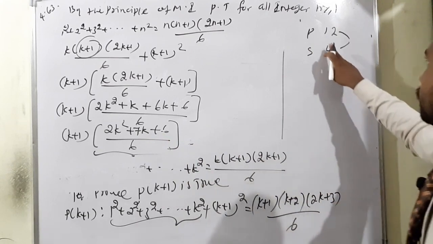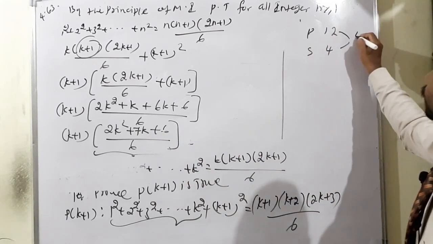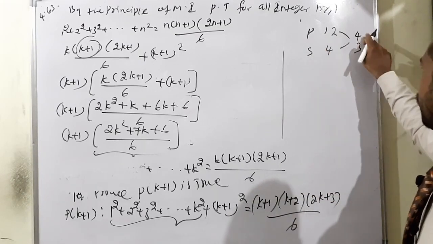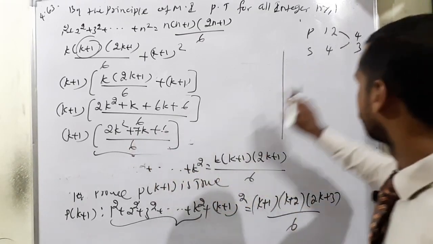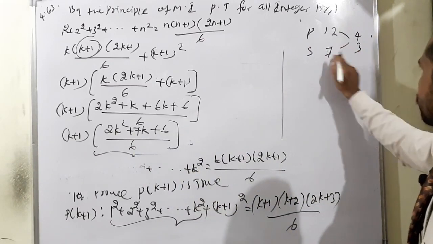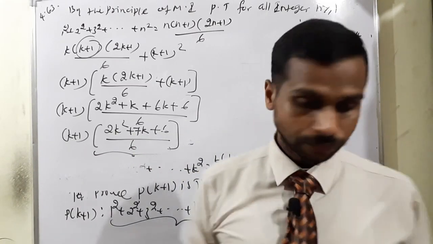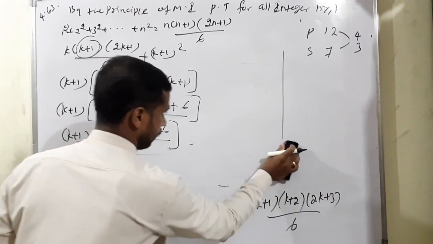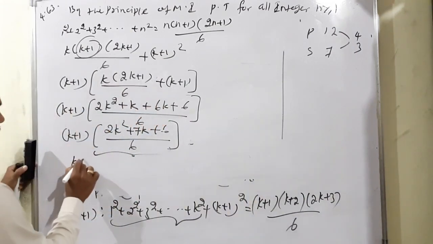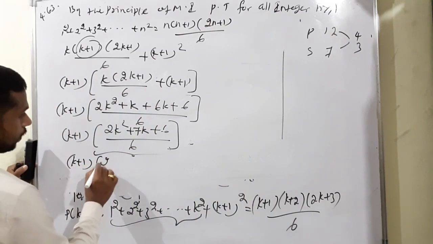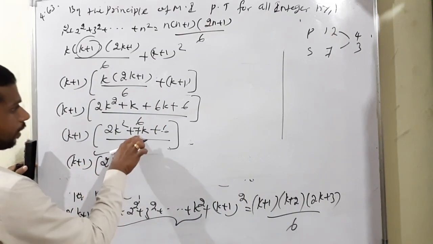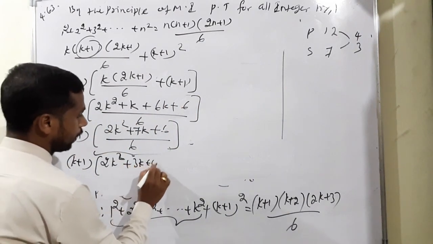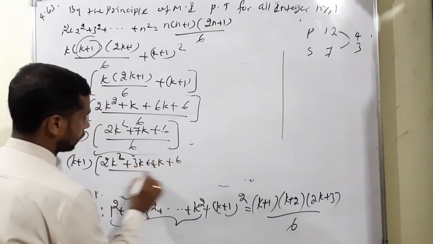So definitely we can say, if the product is positive, the sign means 4 and 3 are possible. 4 threes are 12, positive, and the sum means 7, so 7k. So 4 plus 3 is equal to 7. Therefore, we can write it. Since k plus 1 is inside, 2k square, instead of 7k we can write it as 3k plus 4k, so 3k plus 4k plus 6, divided by 6.